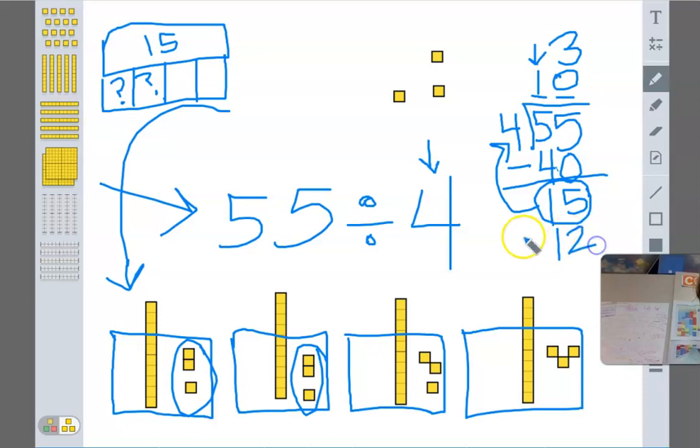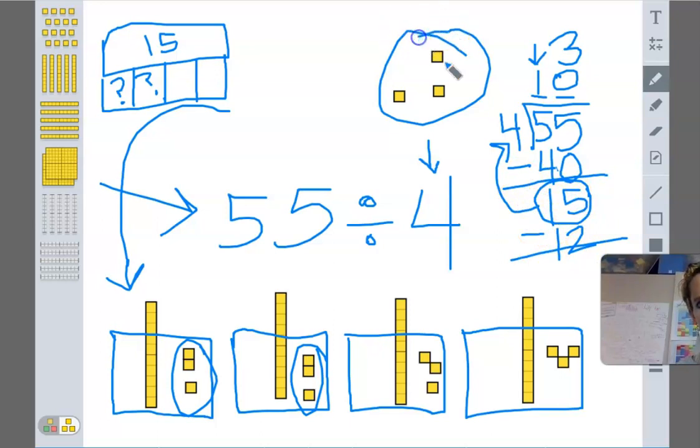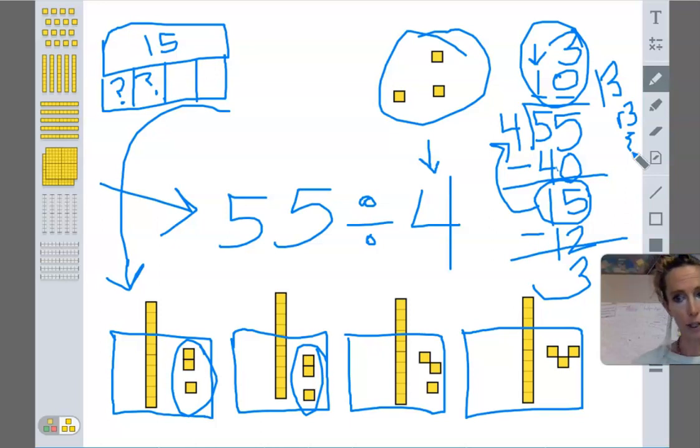12. And do I have any left? Any remaining? Yeah, I do. They're right here. I have 3. Well, when I do 15 minus 12, is that 3? It is. So my answer, my quotient, is 13. And I had a remainder of 3 pieces. So close to being able to give out one more piece to each person.